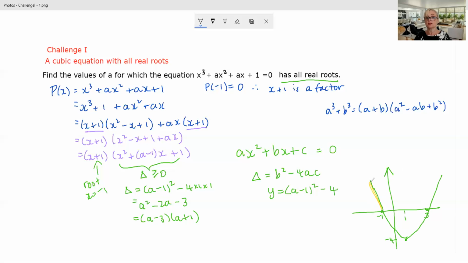So obviously this section of the graph will be okay, and this section of the graph will be okay. So that equals 0 if a is 3 or negative 1, and it's greater than or equal to 0 if a is less than or equal to negative 1 or a is greater than or equal to 3. So that will be the answer that will give us all real roots to that equation.